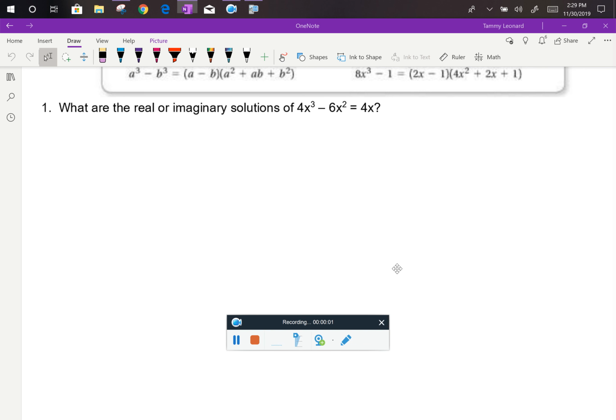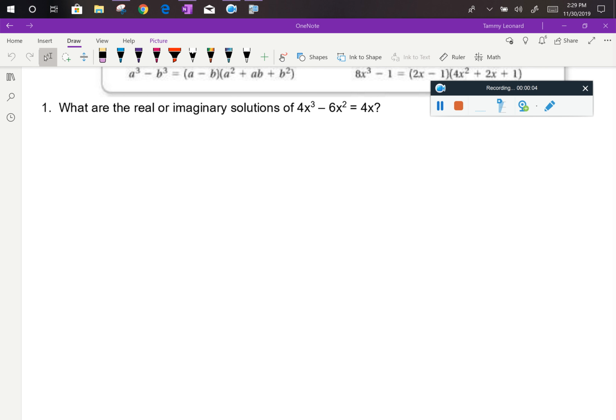We know that when we're asked to solve a polynomial, we're being asked to find out what the values of x are when y is equal to 0. This equation isn't currently set equal to 0, so we can't solve it until it is. Subtracting that 4x from both sides, I get 4x cubed minus 6x squared minus 4x is equal to 0.